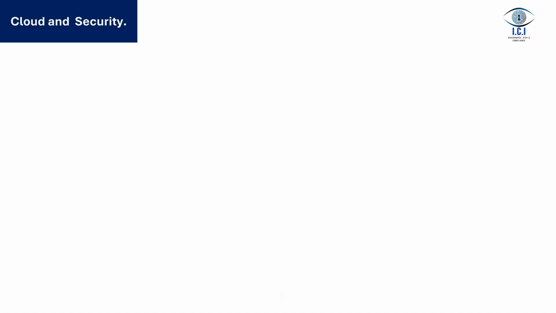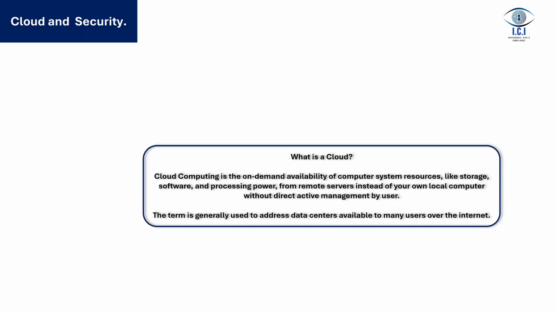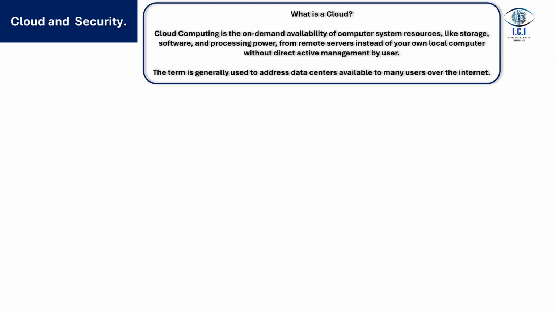Lastly, cloud and security. What is a cloud? Cloud computing is the on-demand availability of computer system resources like storage, software, processing power from remote servers instead of your own local computer, without direct active management by the user.